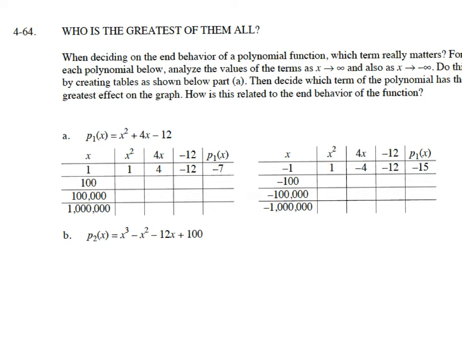Who is the greatest of them all? The overall goal of this portion of the lesson is twofold. One is to determine end behavior of a polynomial. And in the process of doing that, we also need to figure out what term of the polynomial has the greatest effect on the output value as x gets very, very large. And so we're going to take a look at this polynomial p sub 1 of x right here.